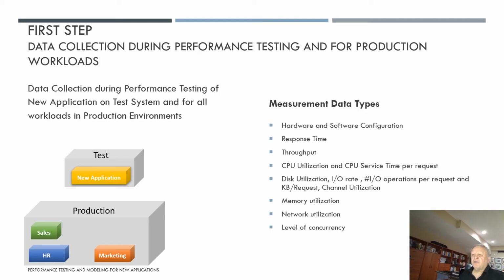The first step in preparing a model is data collection on the test environment when the new application is being tested, and in the production environment where many production applications compete for resources. This information characterizes performance, response time, and throughput, usage of resources such as CPU, I/O, memory, network, and patterns of accessing data, and is used as input for workload characterization.